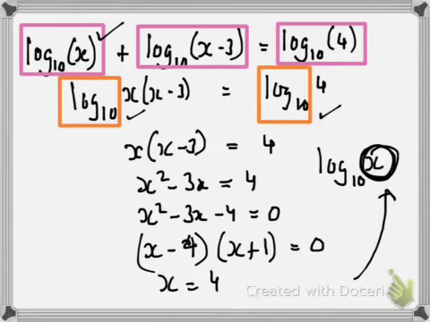Okay, if a solution there creates a negative anywhere in our expressions, here or here, or here, then that is not a viable solution. So x equals 4 is our only solution there.